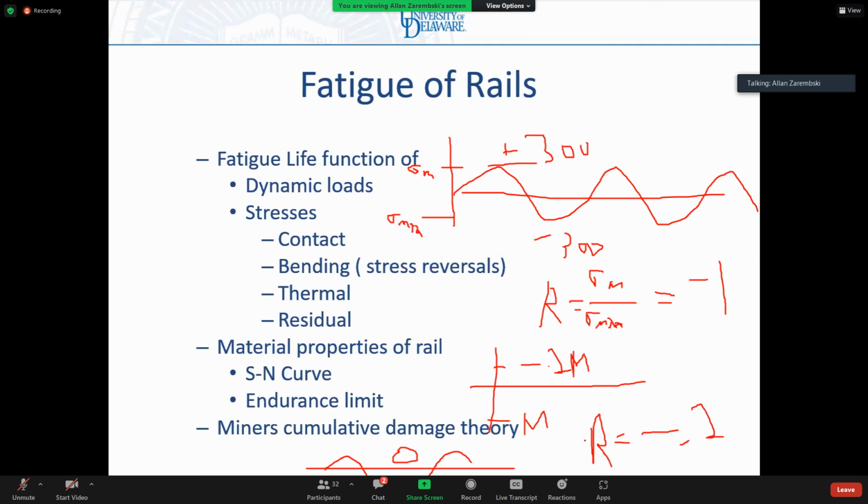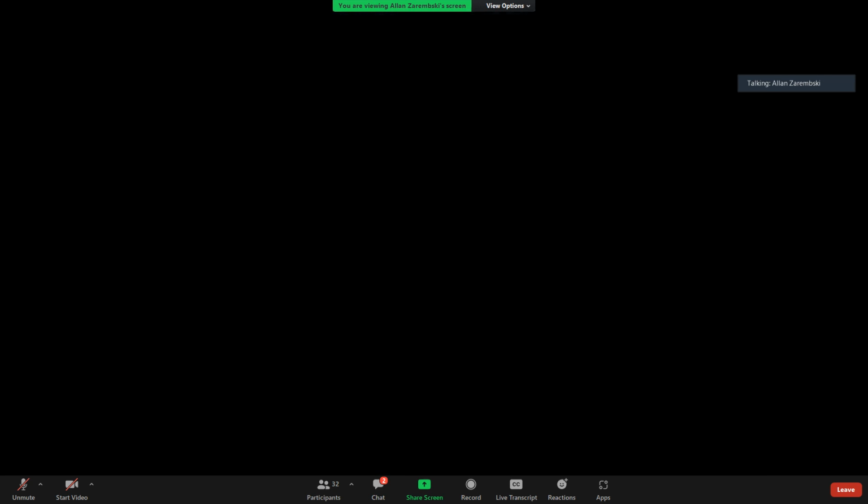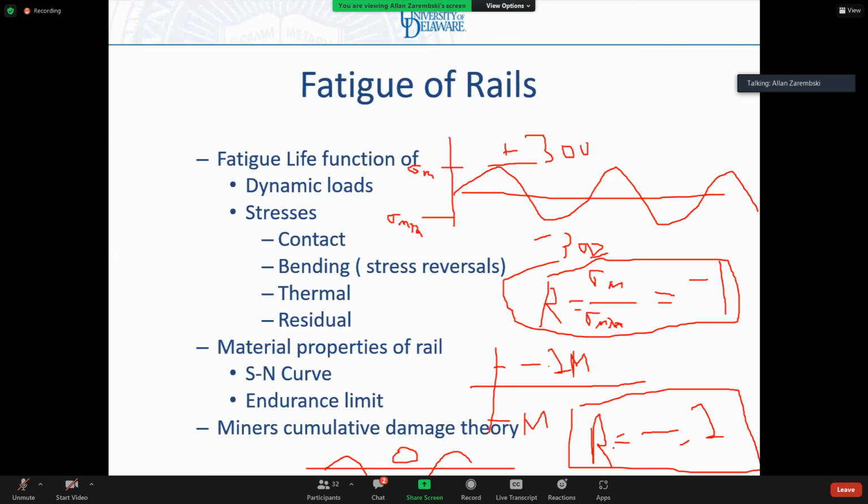But we do have a reversal because we go from positive moment to negative moment. Remember the reverse moment curve we saw. So in this particular case, we have an R equal minus 2. So this is what I mean by a stress reversal. Most fatigue models are based on R equal minus 1. But since the railroad rail sees R equals minus 2, we'll have to make sure we deal with a model that deals with R equal minus 2.